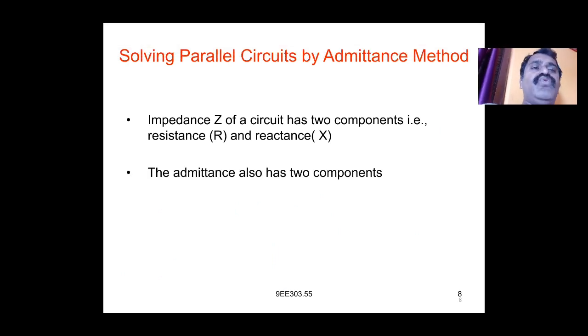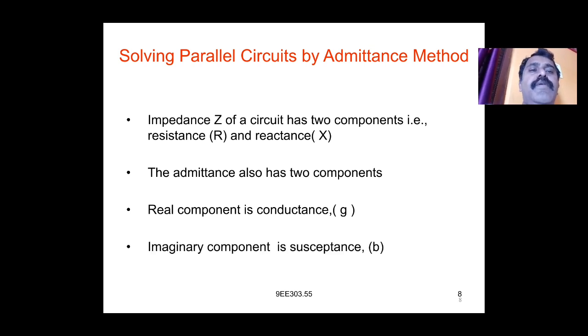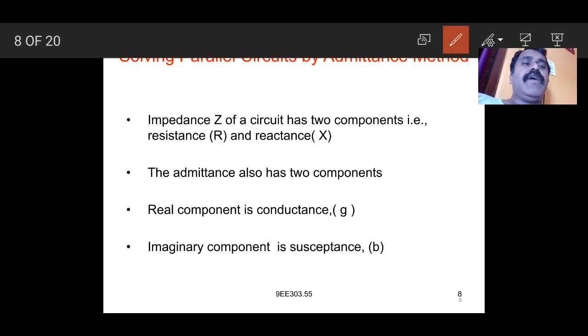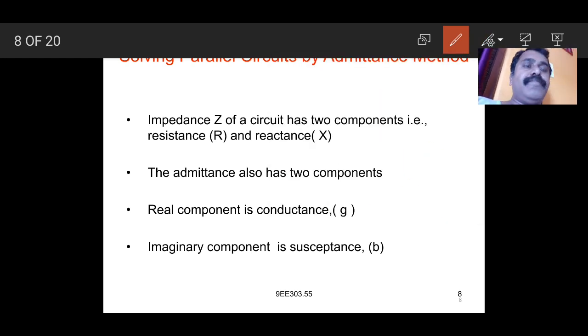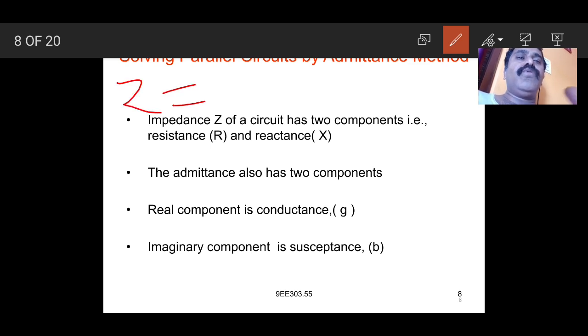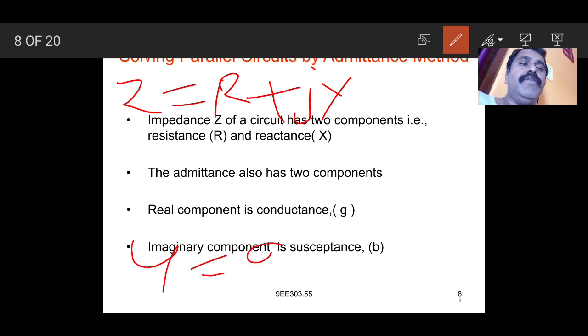The admittance also has two components: the real component is conductance and the imaginary component is susceptance, G and B. Conductance is the reciprocal of the resistance, and susceptance is the reciprocal of the reactance. Admittance is the reciprocal of the impedance, 1 by Z. Impedance Z is equal to R plus jX, admittance Y is equal to G plus jB.